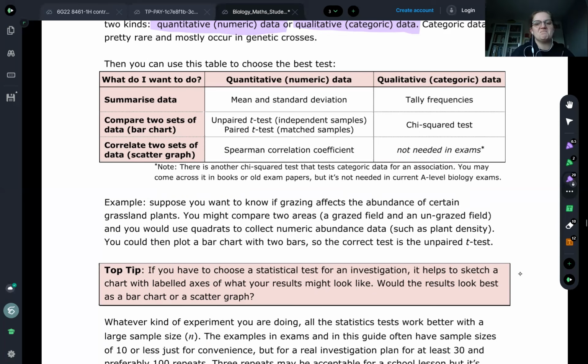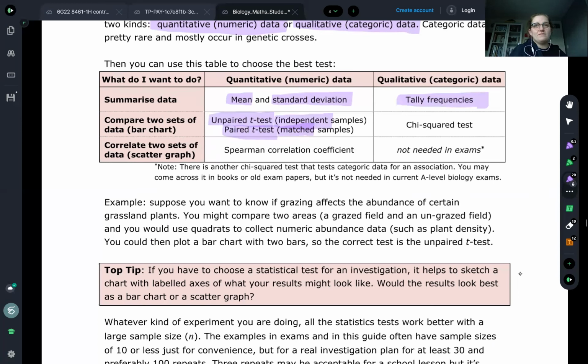If you just want to summarize data, and it's numeric, quantitative data, you can get away with just doing the mean and your standard deviation. If it's qualitative, something like genetic crosses, you just need to tally your frequencies. If you're going to compare 2 sets of data, something that would be presented in a bar chart, you're going to do either the unpaired t-test, also called the student t-test, which is when you've got independent samples, or the paired t-test for when you've got matched samples. We'll talk about those differences in a bit.